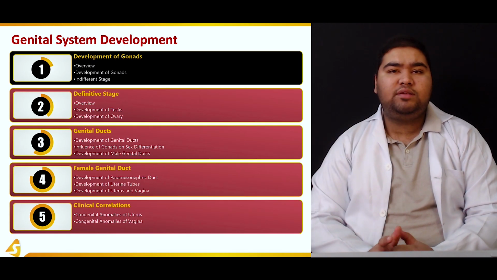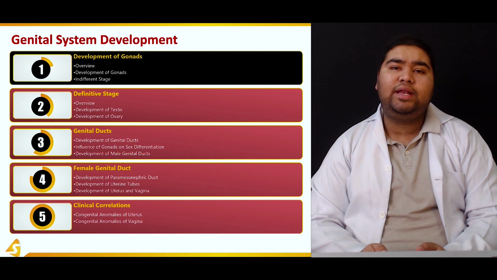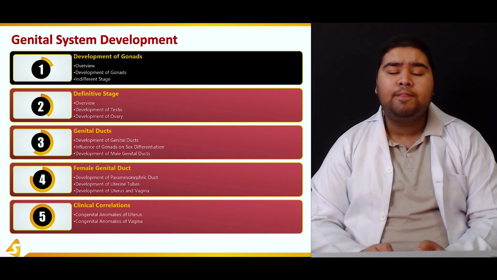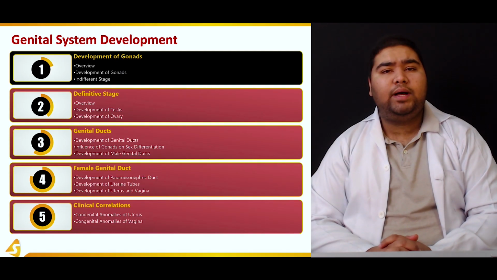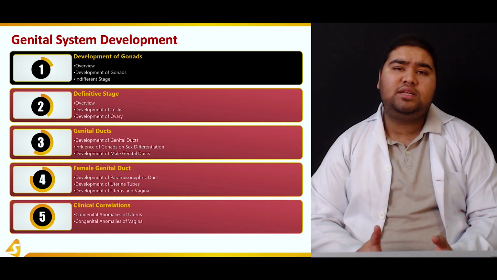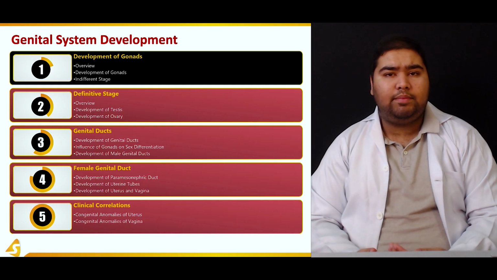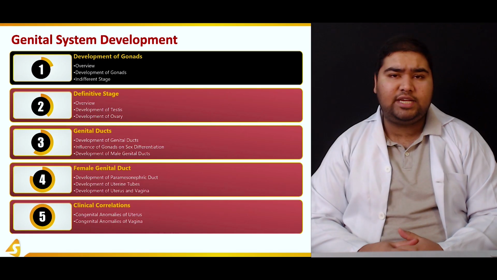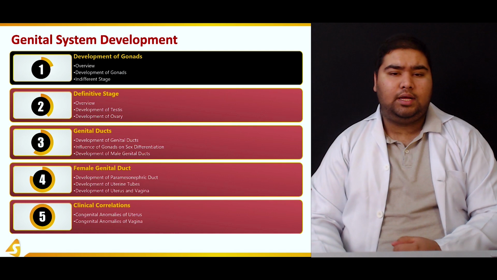Then we'll move on to the differentiation of an undifferentiated fetus. We'll see how an undifferentiated fetus, in which the sex has not been determined, undergoes sexual differentiation. And then finally we'll talk about the indifferent stage in the fetus, during which the developmental processes in a male and a female fetus are similar, because the differentiation between a male and female fetus has not yet been done. So let's get into the detail of this presentation.